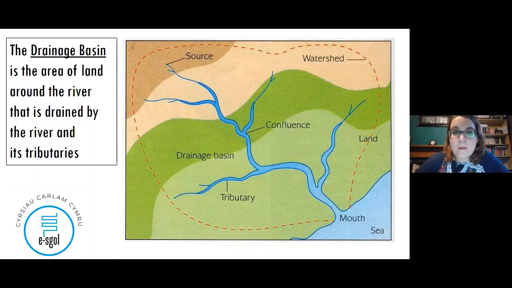Up in the upper course of the river, we have our source, which is where a river begins, and the source flows to the mouth, which is where a river meets the sea. As the river flows from the source to the mouth, we see that there's a number of tributaries that join. A tributary is a small river or stream that joins a larger river. Our river channel is where our river flows, and we're going to be referring to a number of these key terms as we go through this presentation tonight.